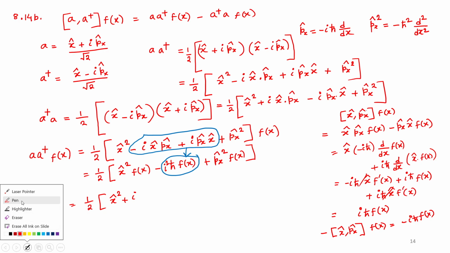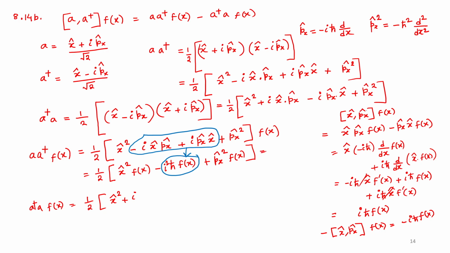So should I write it there? I guess that would be easier. X square plus h cut plus px square f of x. I think this is much simpler and this is something different. We have done it here. So let me have it in a bound.